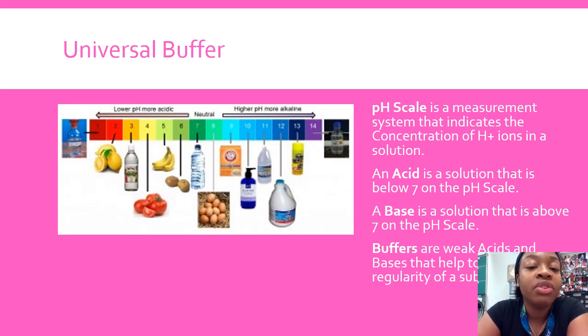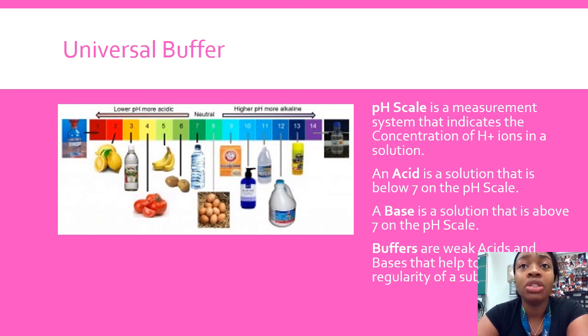And this is for a reason. Buffers are weak acids or weak bases that help to regulate the strength of some of the products that you see. And again, that's why we use water as a buffer. If you add water to anything, it will kind of neutralize that. So the more water that you add, the more neutral it is. So of course, like I said, it's very common sense.